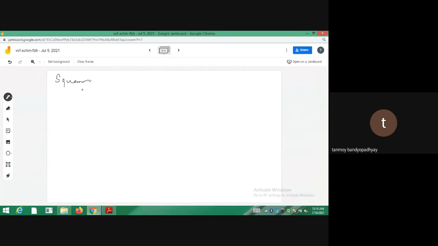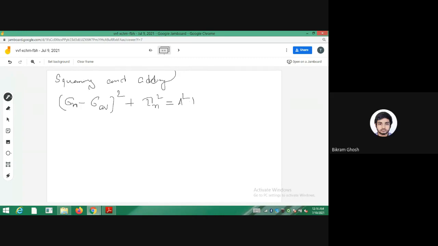So squaring and adding 1 and 2, what I should be having is sigma n minus... what was that? Sigma n minus sigma average, I think, yes. So it should be like sigma n minus sigma average whole square plus tau n square, that is equal to the total, so it should come out to be a square plus b square.